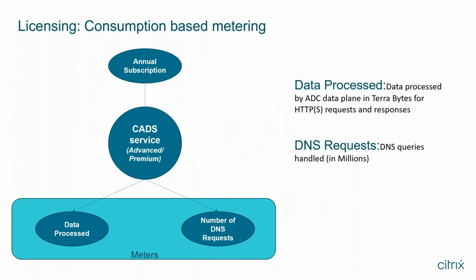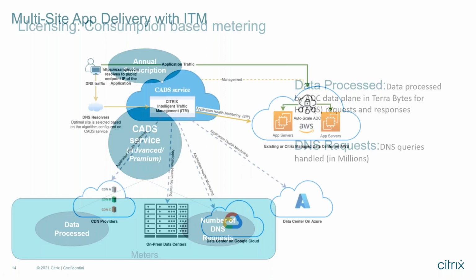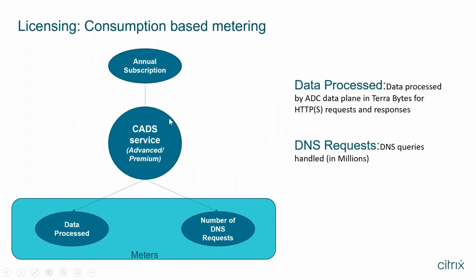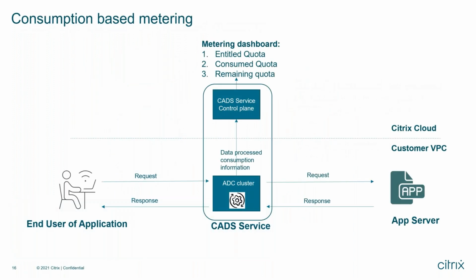On the licensing side, it is completely different and new. This will come as an annual subscription. We'll have advanced premium only, and we have two meters: one is data processed and the other is the number of DNS requests. So it's not like Mbps or vCPU; it is data processed and number of DNS requests. That's how we charge. In the earlier architecture, you saw the DNS request; the number of requests is one of the meters. For data processing, I'll explain in the next picture.